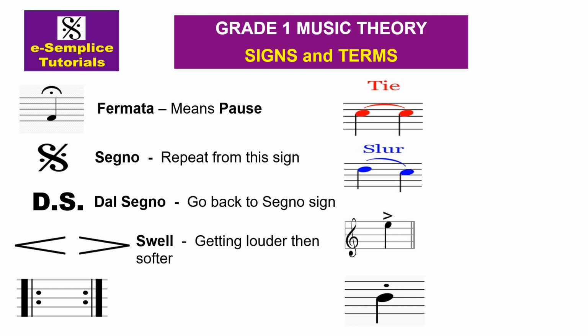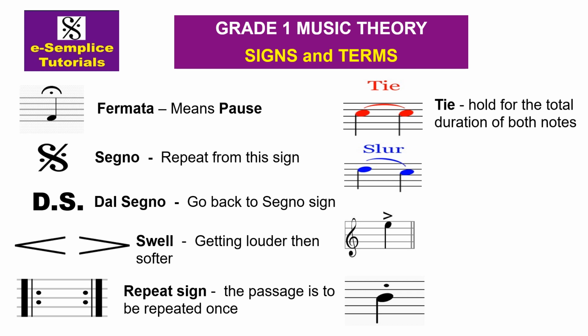Then we have swell, which means getting louder, then softer. Repeat sign means repeat the passage once. That is, the passage is to be repeated once. Then we have tie. It means hold for the total duration of both notes. You only strike the first note. You don't strike the second. Strike the first and hold for the total duration of both notes.